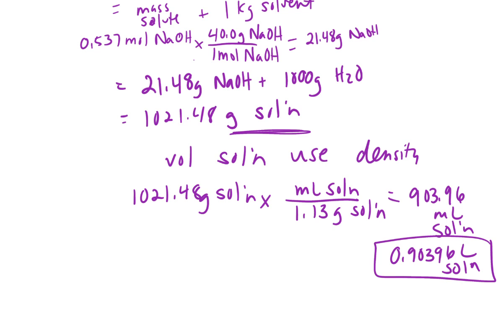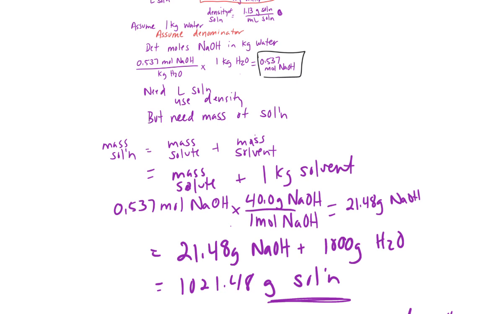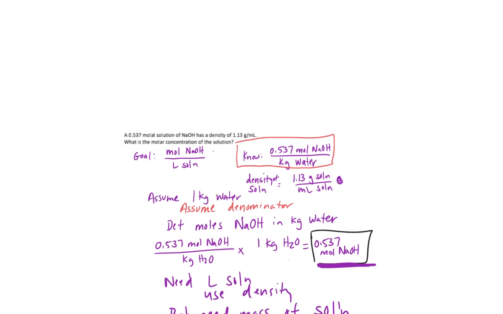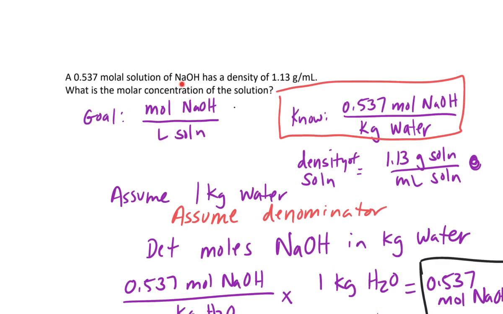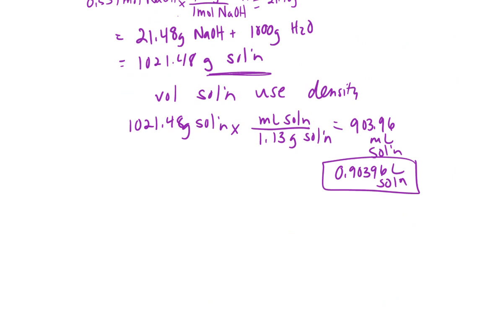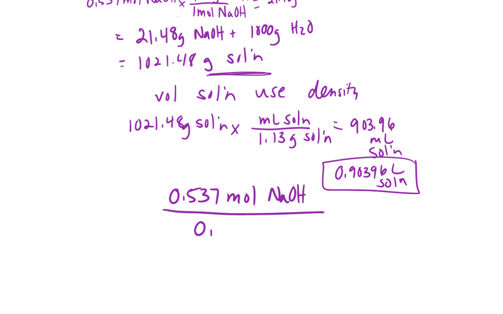So we're going to take that number. We're going to take our moles of the sodium hydroxide. We're essentially going to plug it in to our goal, moles per liter. And we'll have 0.537 moles of NaOH per 0.90396 liters of solution. Check our units there. We end up with 0.594 moles per liter.